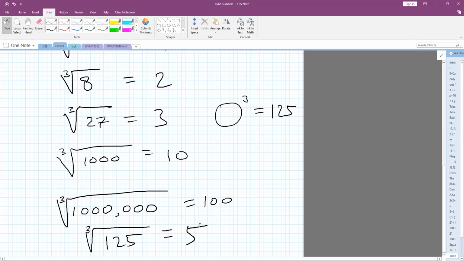Okay, and see here, be careful when you are taking the cube root, you are not dividing this number, 125, by 3. It's a different operation.